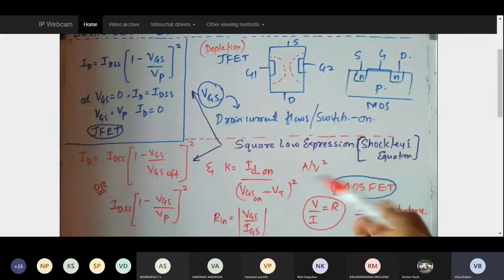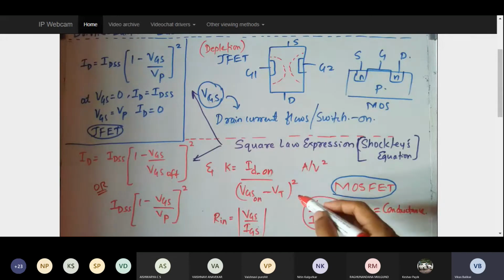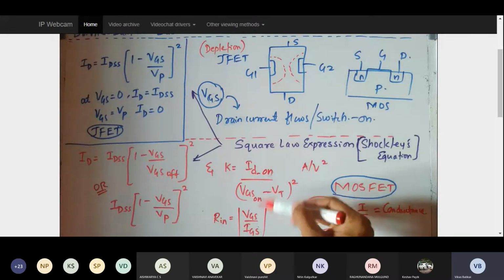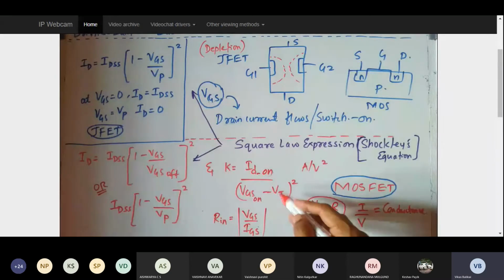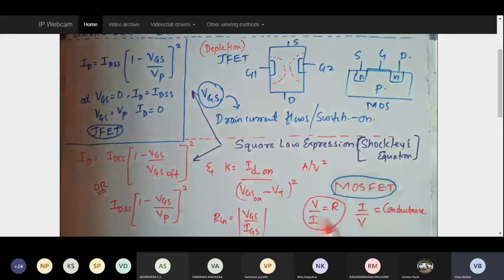But let us not worry about why this entire thing is coming. Maybe I'll give you some reference and you can go through that. If you want to understand this entire derivation, you should go into a detailed analysis of the MOSFET. Once we do that, we'll be able to plot it and understand how exactly we can extract all these things. But as of now, just remember K indicates the conductance nature of the MOSFET. And the input resistance of my MOSFET can be given by the input voltage and the input current, which is VGS upon IGS.